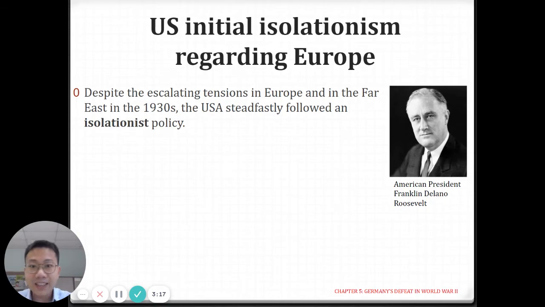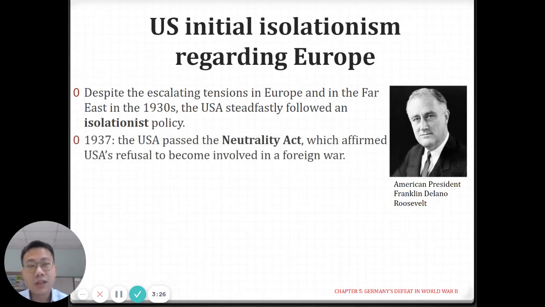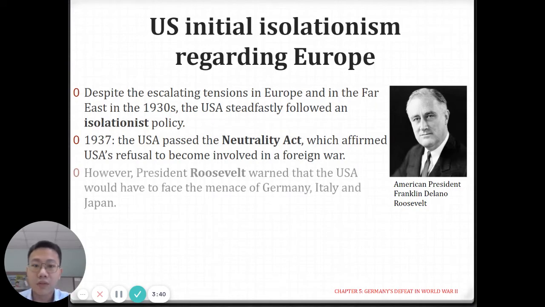So, despite escalating tensions, as we have covered in chapter 4, in the 1930s, they still said, not our problem. Spanish Civil War, not our problem. Italian invasion of Abyssinia, not our problem. And in fact, in 1937, they went as far as to publish this thing called the Neutrality Act, which affirmed USA's refusal to become involved in a foreign war.